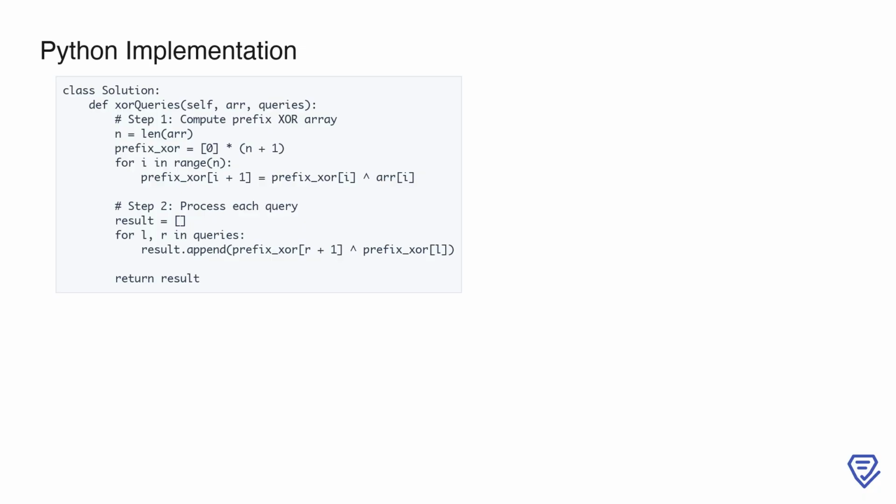In the first step, we initialize a prefix XOR array with n + 1 elements, one extra to handle edge cases. We then iterate through the input array ARR, computing the cumulative XOR at each step and storing it in prefix XOR. Next, we process each query in the queries list. Each query provides the range [L, R]. Using our prefix XOR array, we compute the XOR for the subarray [L, R] in constant time and append the result to the result list. Finally, the result list, which contains the XOR values for all queries, is returned as the output.